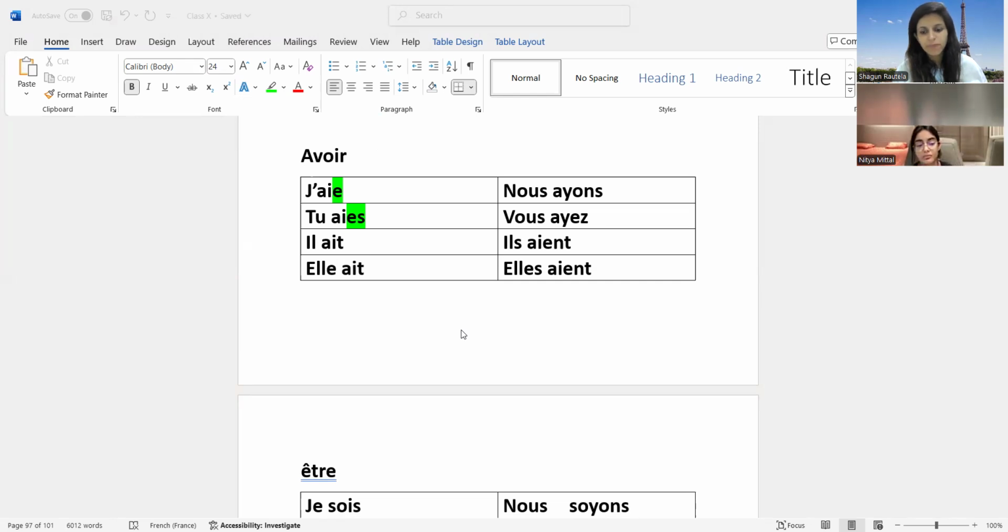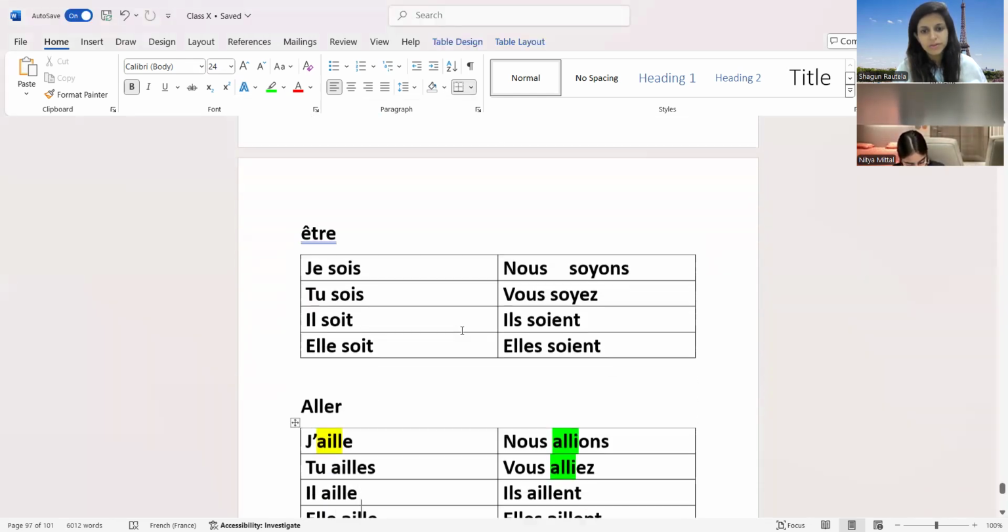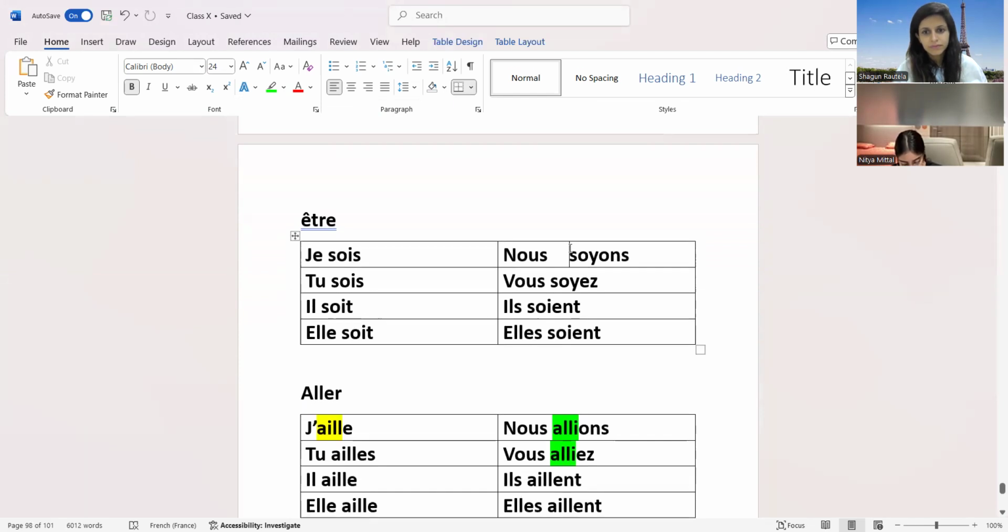What about être? What pattern did you observe in être? In être again, we saw that nous and vous were conjugated using imperfect, and the rest is different again. Rest again, endings are very different because it's an exception: sois, sois, soit, soyons, soyez, soient. Okay.